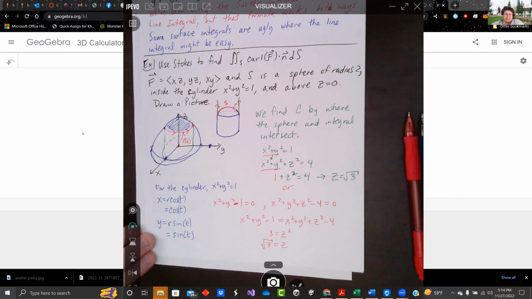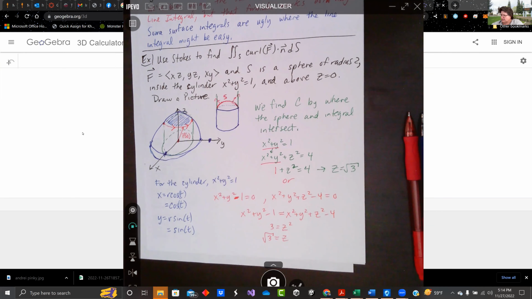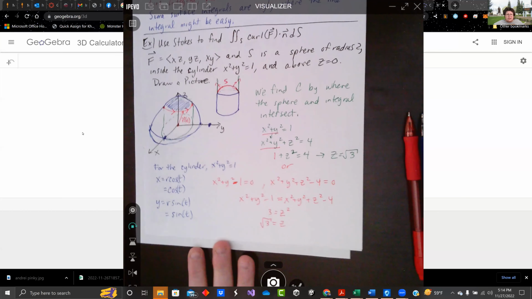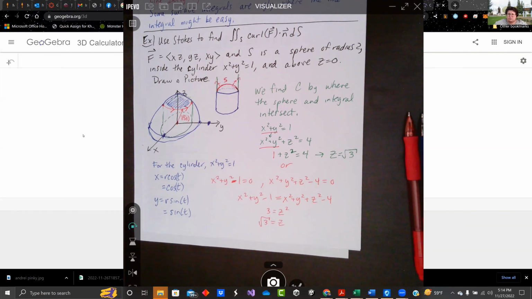It looks like a circle, so we can use x equals r cosine t and y equals r sine t. For this specific example, r is 1, so this just simplifies to cosine t and sine t. Make sure you memorize it with the r. I've seen on tests people don't have the r memorized and just do x equals cosine t. That doesn't work. It only works for unit circles, which this happens to be one. So we've got z equals square root of 3.